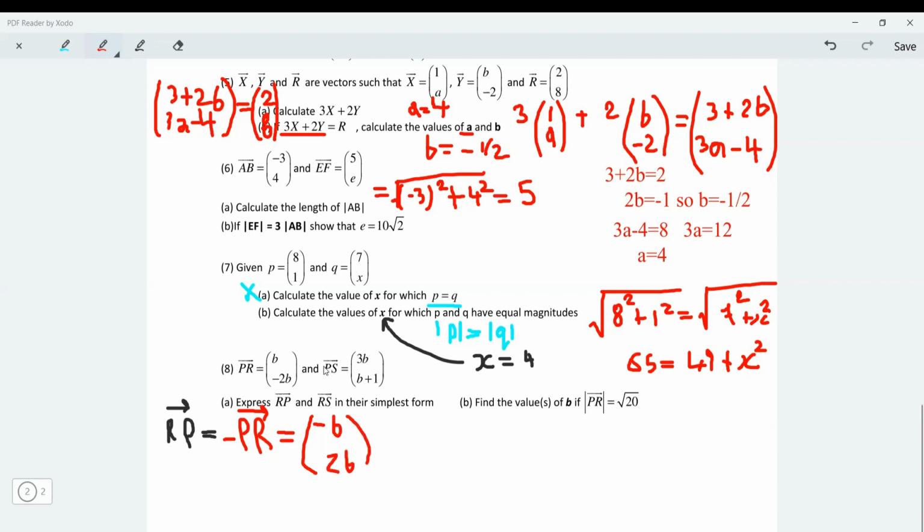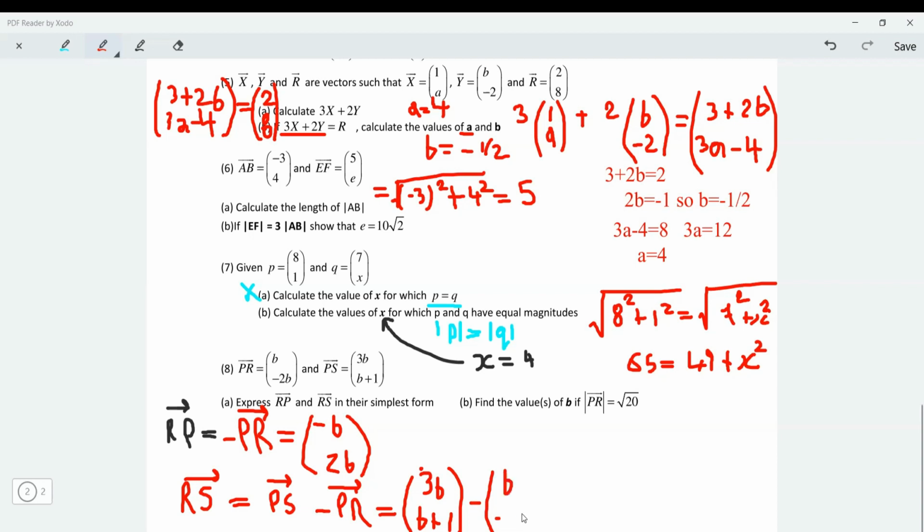Then now they need vector RS. All right, now we need vector RS. To find vector RS, I'm going to look at vector P as my origin vector. So vector RS is PS minus PR, because it's the vector of the last, S minus R. Vector PS minus vector PR. Now, what is vector PS? Vector PS is 3b, b plus 1, and then we minus vector PR. Vector PR is b, minus 2b.